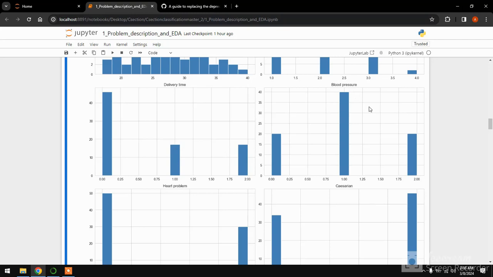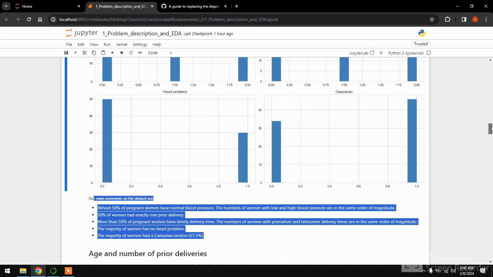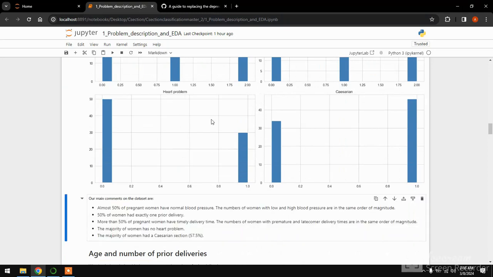Alright, if your blood pressure is normal, according to this data set, people with a normal blood pressure had the highest chance of delivering through C-section. Possibly it's because most women have a good, high blood pressure whenever they're giving birth. So people with heart problems, they have a lower risk of doing C-section. This is possibly because very few women actually do have heart problems.